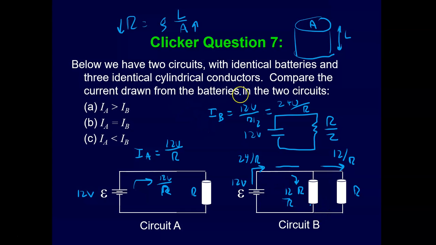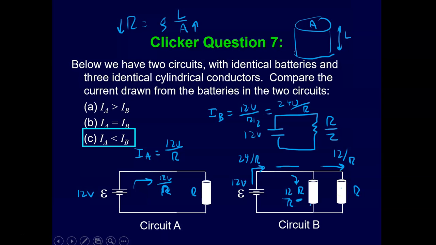So the question is to compare the current drawn from the batteries in the two circuits. We can see that the current drawn is bigger in case B. That is the answer to this clicker question. But the current going through each resistor, 1, 2, and 3, is the same. When you add something in parallel, you add an extra path. You can think of the current to the first one as unchanged, 12 divided by R, but you're adding an extra 12 divided by R that comes around this way.